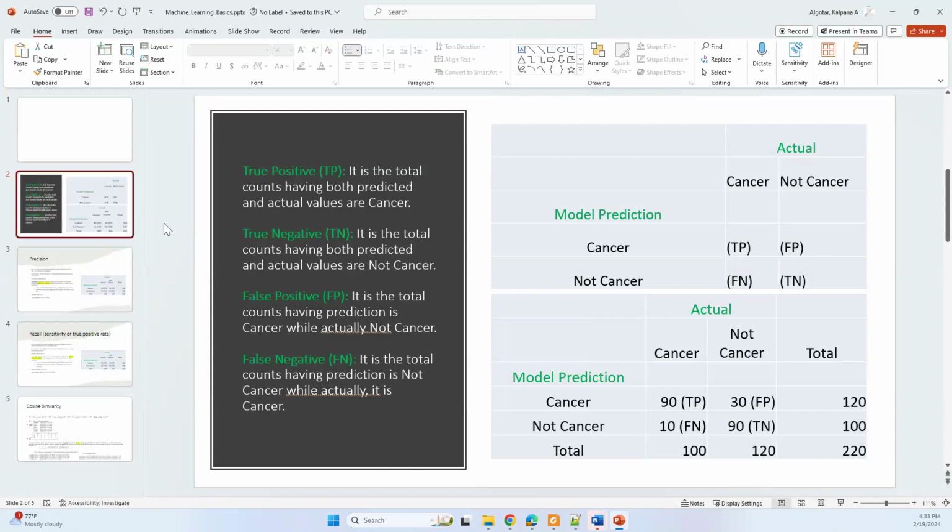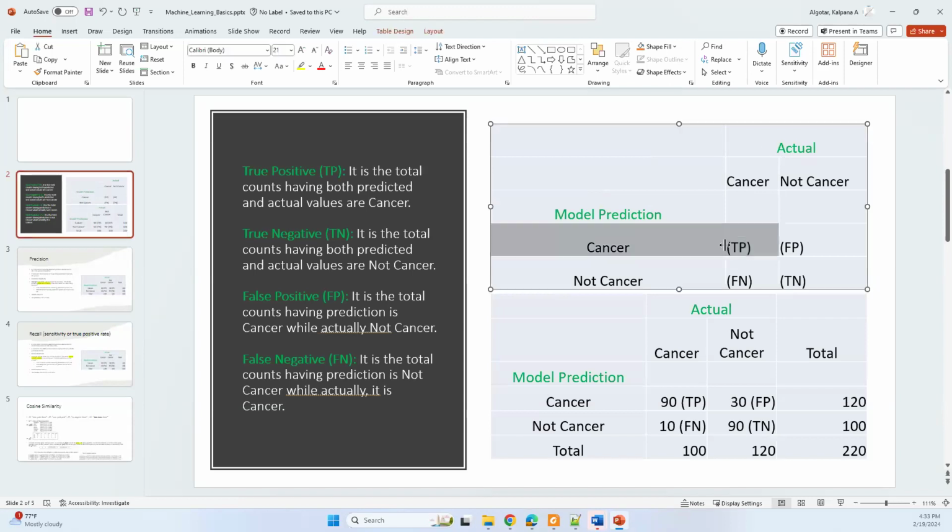To understand this terminology, on the right hand side you can see the table on top. On the left side we have the model prediction and on the right side we have the actual, that is the ground truth data. Take the example of a cancer patient, who either has cancer or not. If the model predicts that the patient has cancer and that result matches the actual ground truth data, then we can say that it's a true positive.